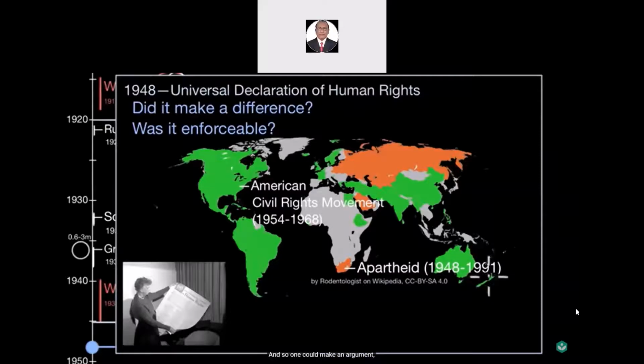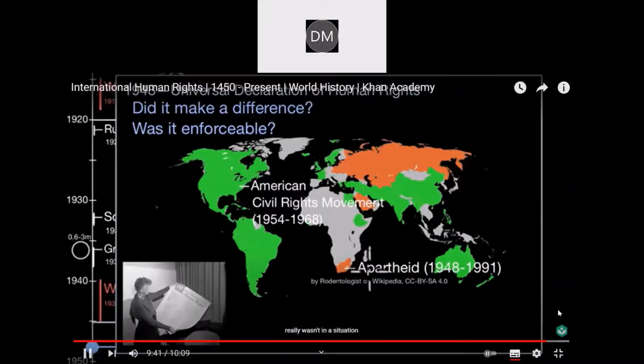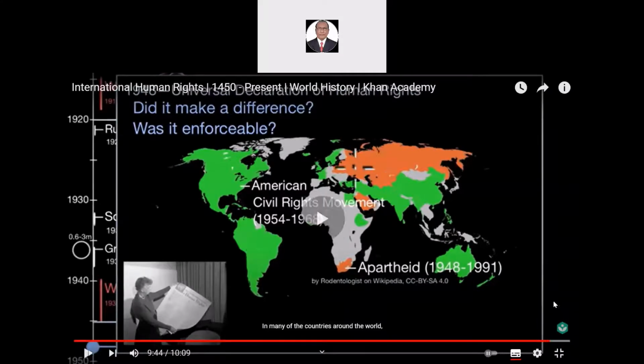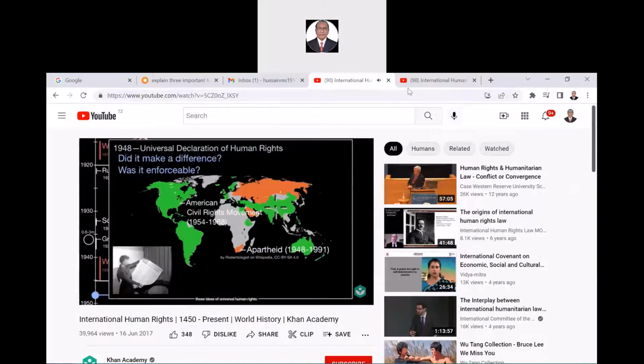And so one could make an argument, maybe things would have been worse without the Universal Declaration of Human Rights. Or maybe the Universal Declaration of Human Rights really wasn't in a situation to actually affect things like this. In many of the countries around the world, not just the orange ones, but often in many of the green ones as well, you continue to see things that go against those ideas of universal human rights. Even if the UN passes something, and if one country doesn't want to abide by it, what action can the other countries take? Economic action, maybe sanctions, maybe military action, and to what degree are people actually willing to do that?